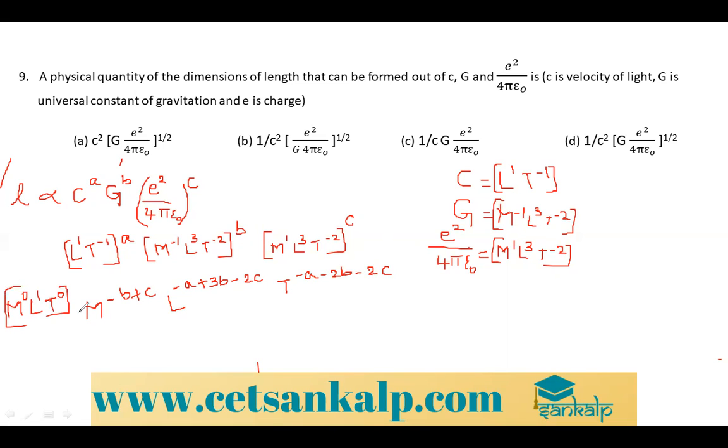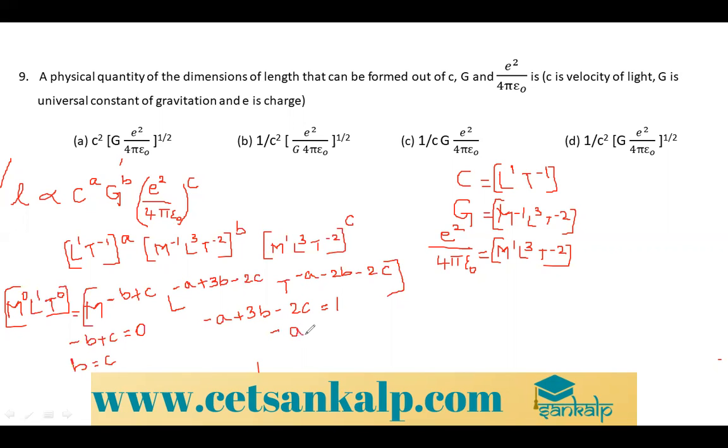Okay, so now you are going to equate these terms. Okay, see, b minus b plus c is equal to 3. From this I can say b is equal to c. Fine. Next, minus a plus 3b minus 2c is equal to 1. Okay, but now we have written b is equal to c.